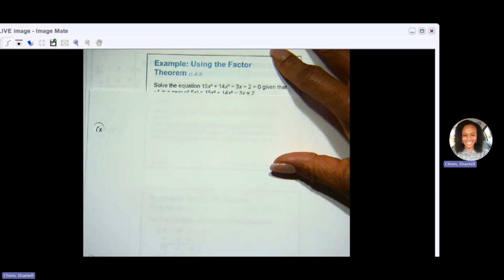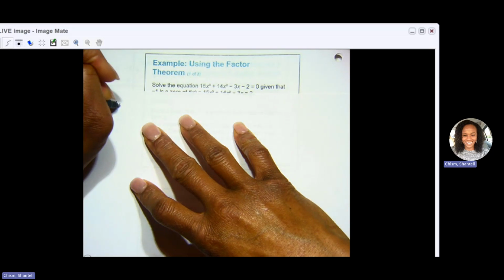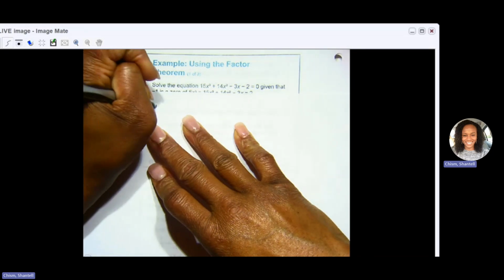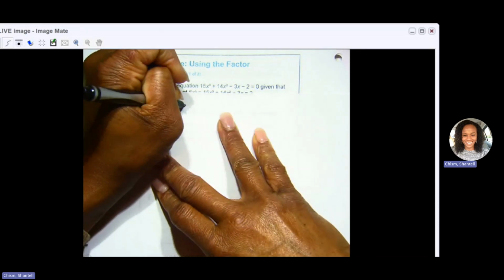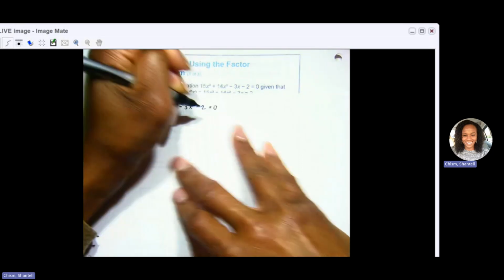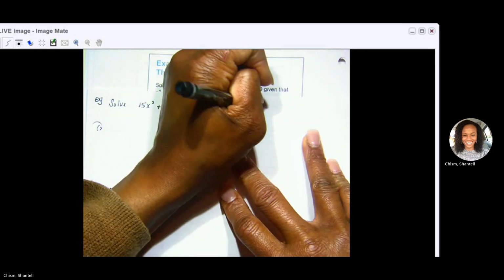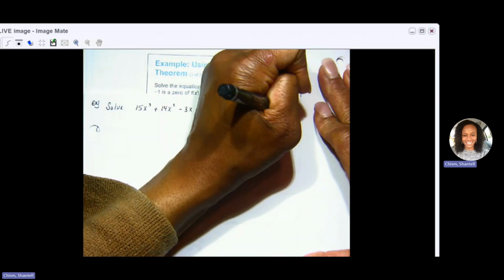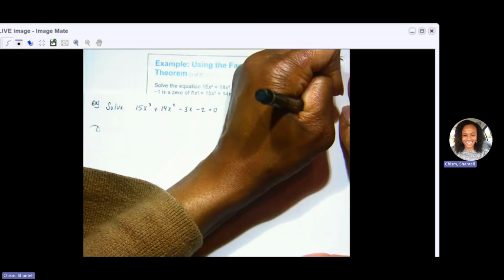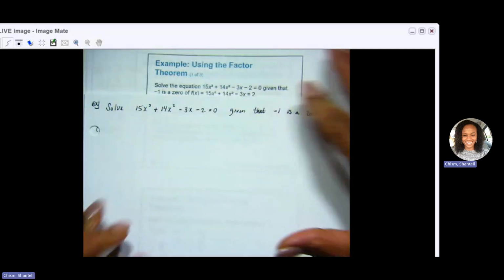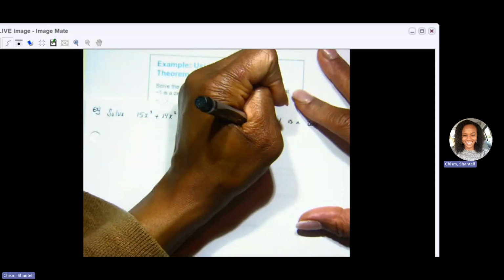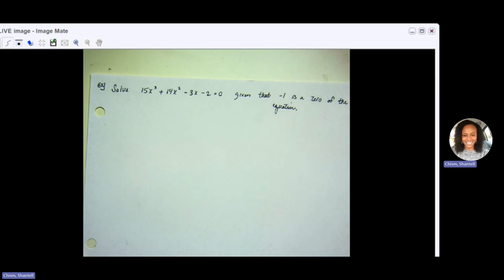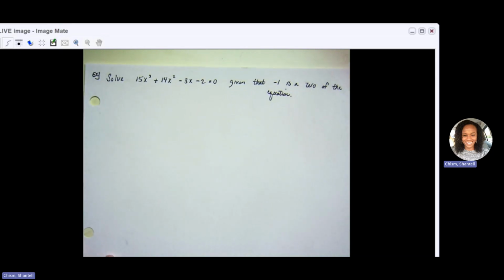So I'm going to take the function. So I'm going to rewrite what they put, and this is just the example from the notes. It says solve 15x cubed plus 14x squared minus 3x minus 2 equals 0, given that -1 is a 0 of the equation. I'm not going to rewrite the whole equation. I'm just going to say of the equation. Okay. So I've rewritten that, so I can move that away now. Kind of give me a flat surface here.